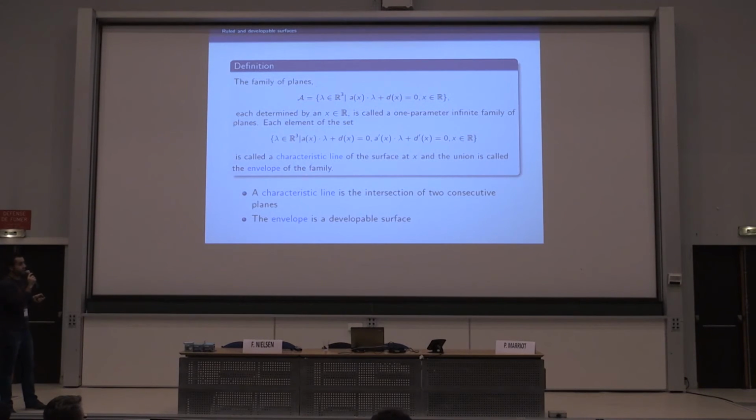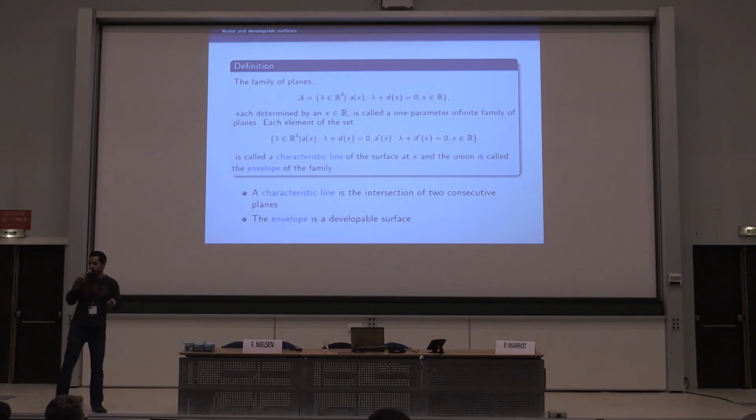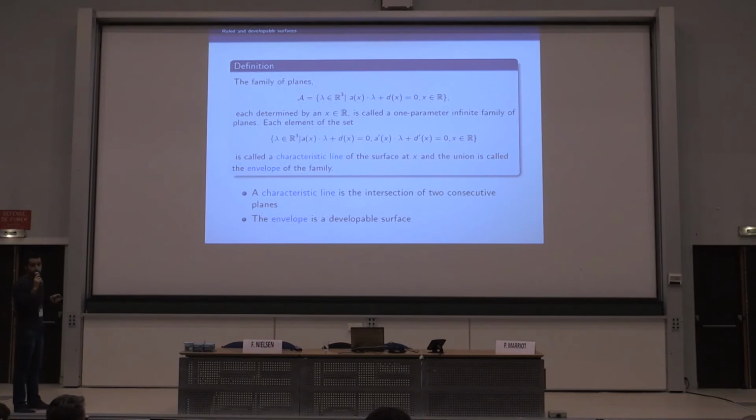The characteristic lines, the union of them, if we put them all beside each other, construct a surface in 3 dimensions, and that surface is the envelope of this set of planes. This envelope also turns out to be a developable surface, as it can be parameterized as a ruled surface by 2 parameters.